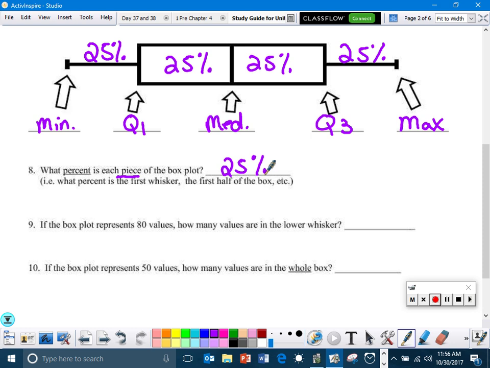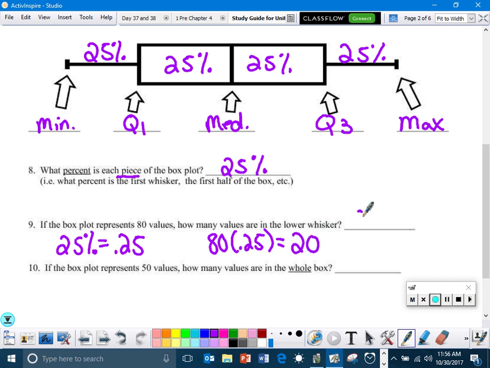Number 9. If the box plot represents 80 values, how many values are in the lower whisker? All right, well, the lower whisker is 25%. The decimal for 25% is 0.25. So we take 80 times 0.25, and that's going to tell us how many numbers are in the whisker. If you do that with your calculator, you should get 20. So there are 20 values that represent the lower whisker.